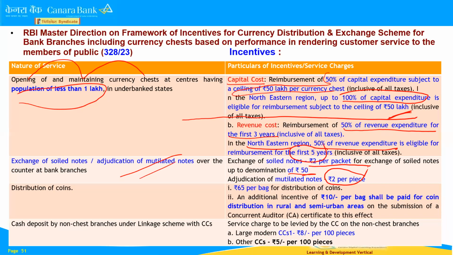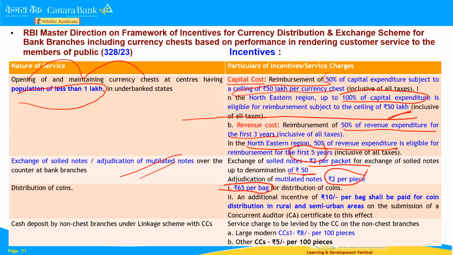The soil notes you are collecting, you send to the chest, and the chest will send them to RBI. All these things will happen. RBI said, for exchange of soil notes, we will give you 2 rupees per packet. Then adjudication, 2 rupees. Then distribution of coins. RBI said, we will give you 65 rupees per bag. One bag, if you distribute, 65 rupees.